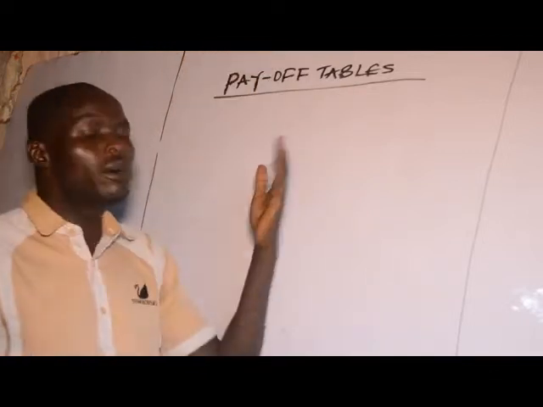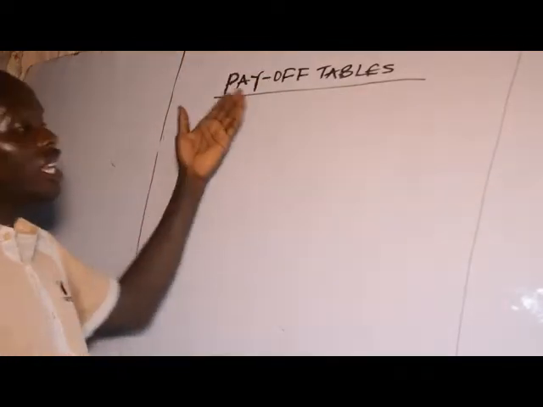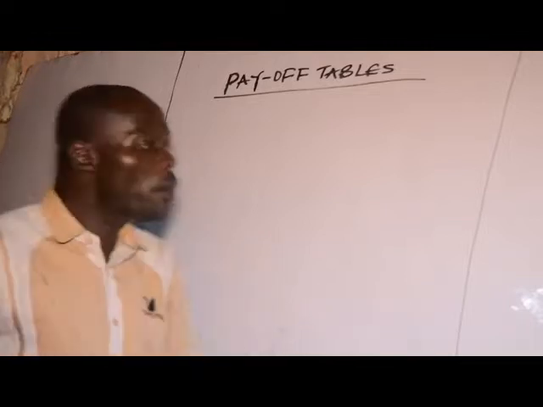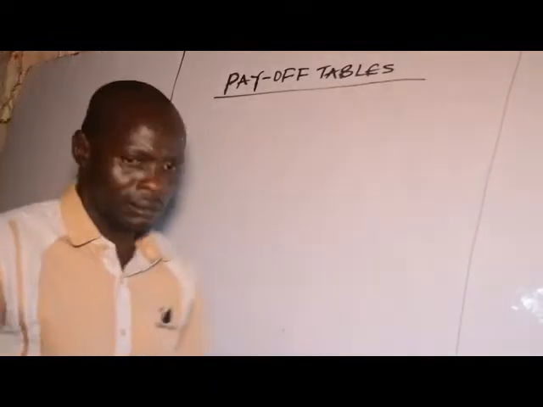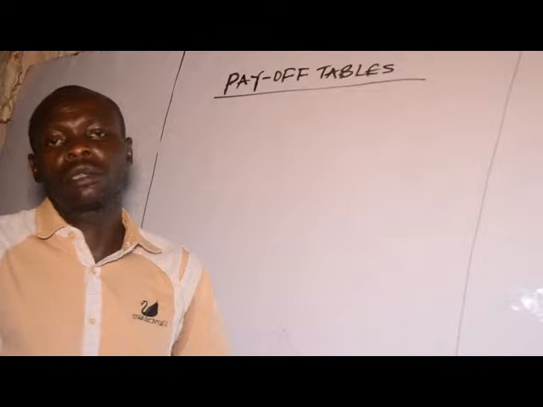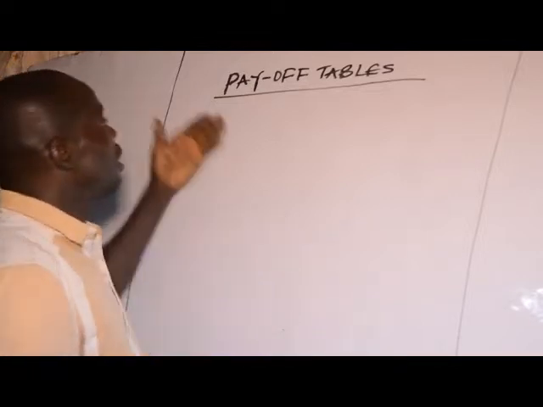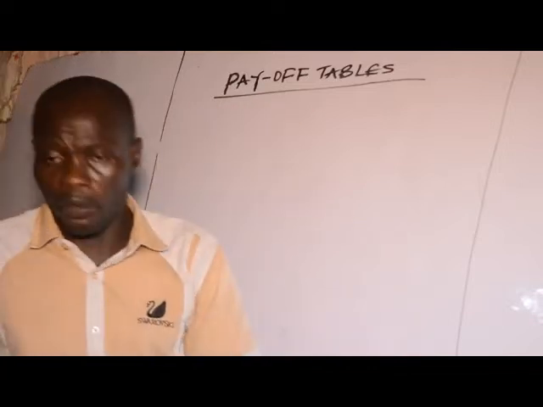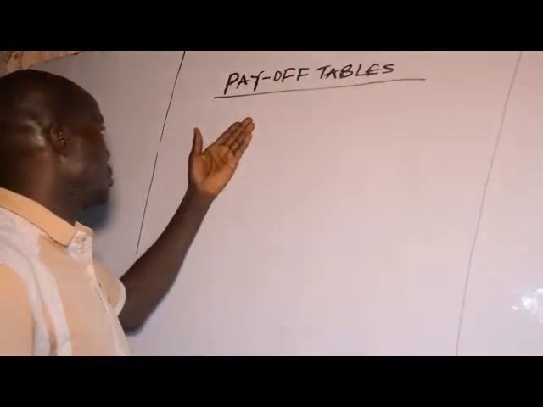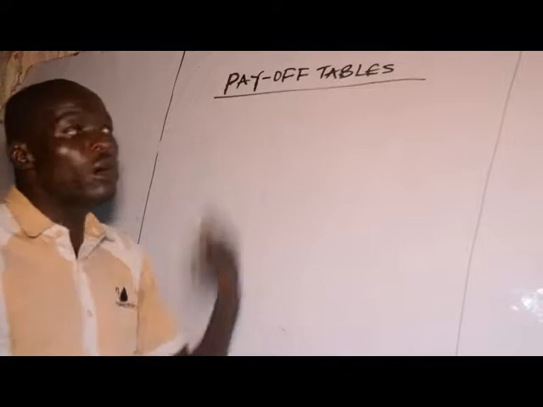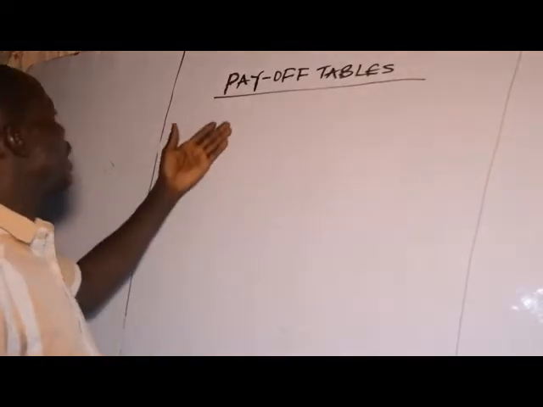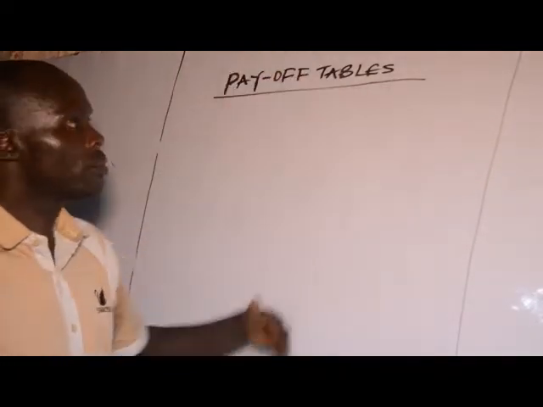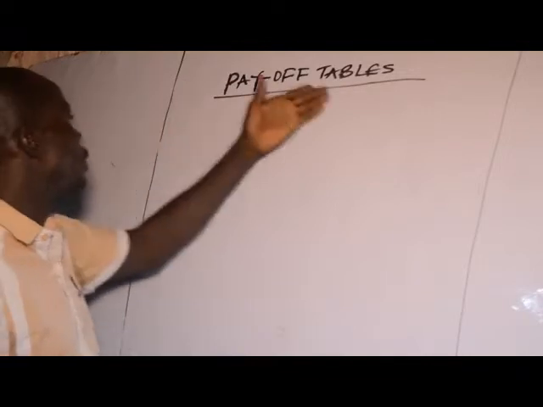A payoff table is a table that illustrates all possible profits or losses. Now, a payoff table can also be called the profit table. You either call it payoff table or you call it profit table.